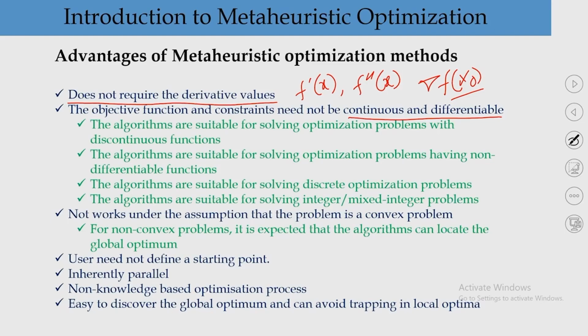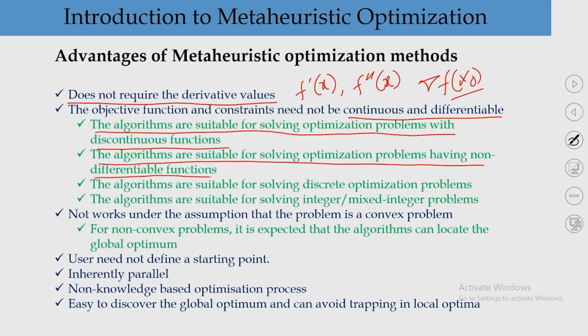So, therefore, the algorithms are suitable for solving optimization problems with discontinuous functions. The algorithms are suitable for solving optimization problems having non-differentiable functions. The algorithms are suitable for solving discrete optimization problems. The algorithms are also suitable for solving integer and mixed integer problems.